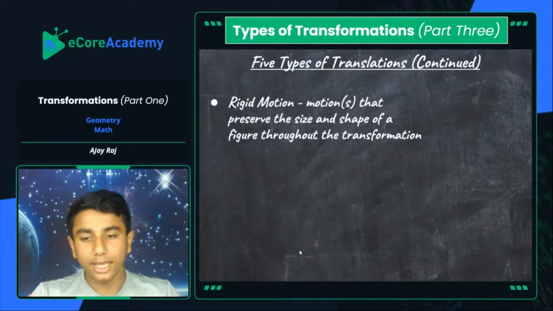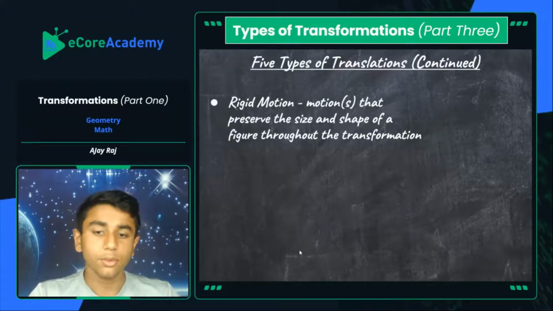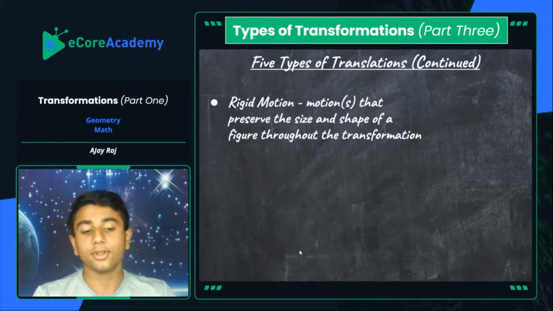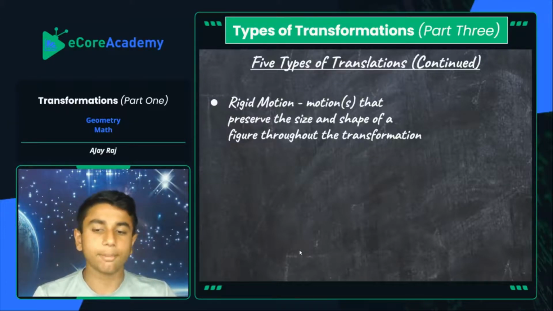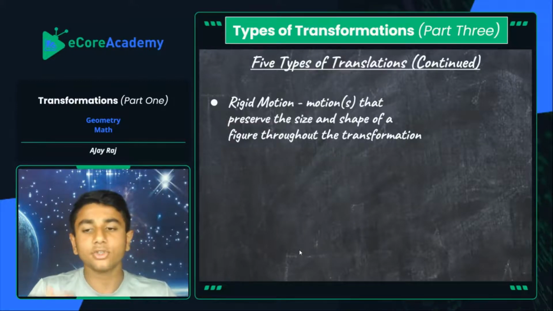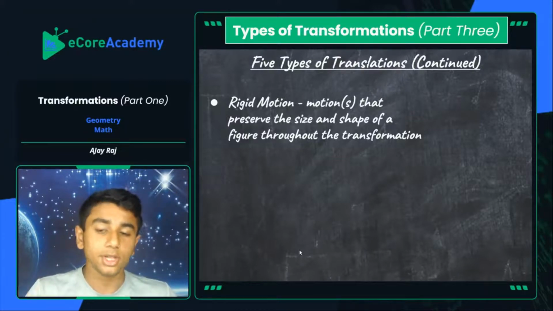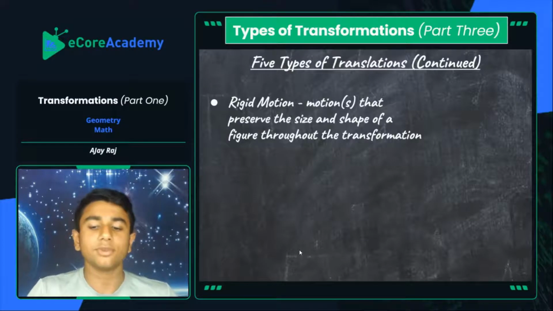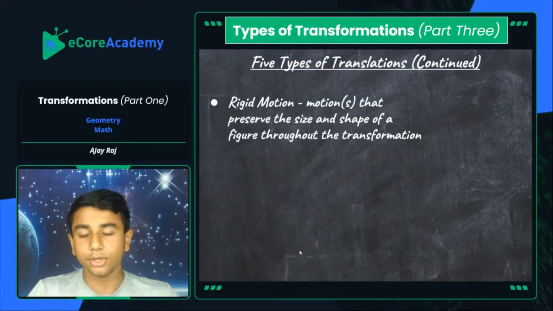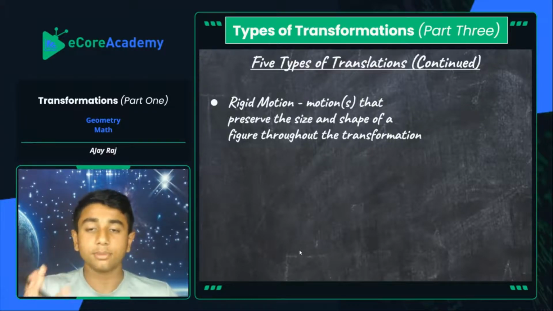And before we get into our final type of transformation, we're going to look at rigid motions. And that's very important to know before we get into this last type of transformation. A rigid motion is a motion that preserves the size and the shape of a figure throughout the transformation. So remember how I said transformations help represent similarity in objects, but not necessarily congruence? Well, a rigid motion is a specific type of transformation that maintains both size and shape. So unlike just maintaining similarity, it also maintains congruency. So it keeps a pre-image always congruent to its image.